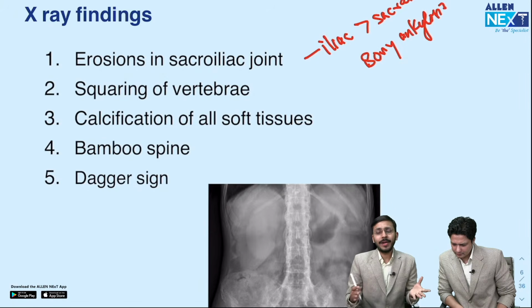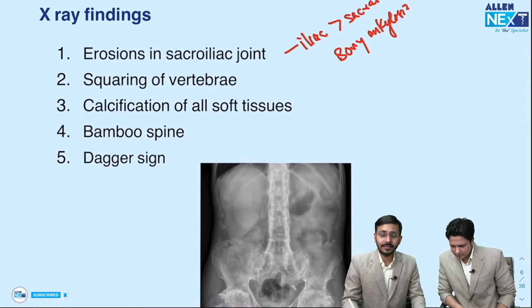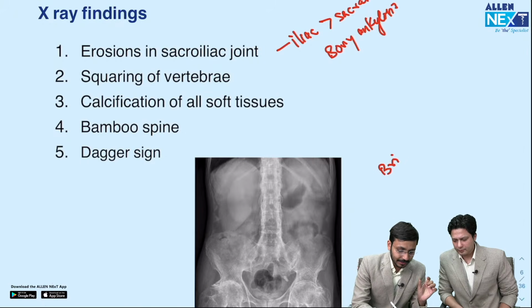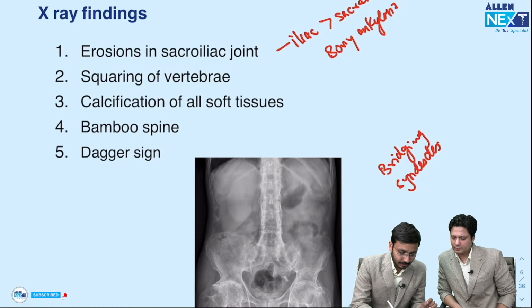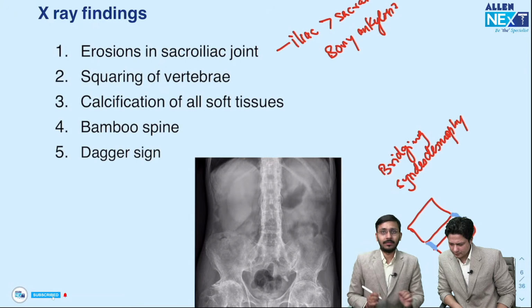And after the SI joints, we come to the spine. Now, in the spine, what are the features that we study? Remember, the key word is bridging syndesmophytes. Now, what are these? Suppose these are two vertebrae. The typical area of involvement is this area. Okay, these are called syndesmophytes.